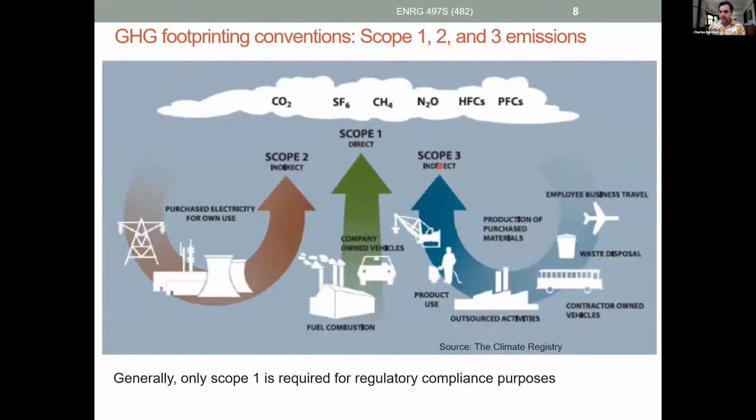So right now, companies in states like California and nation states like Germany are required to report their carbon dioxide emissions, and more in Washington state as well, especially with our 2045 mandate. But they're usually only required to do Scope 1 and Scope 2.